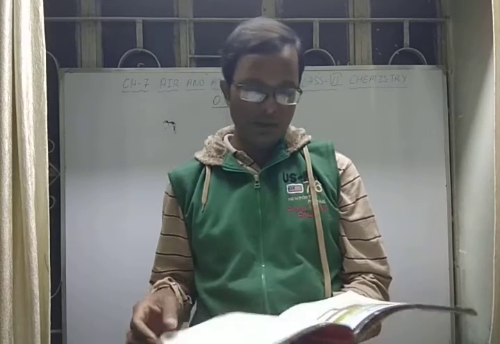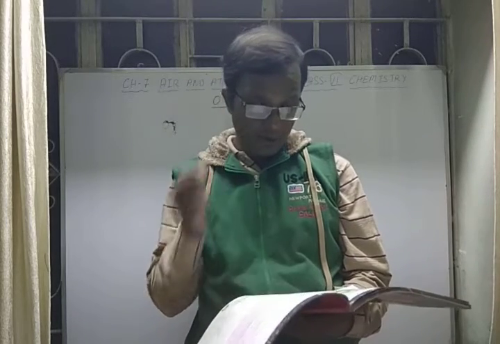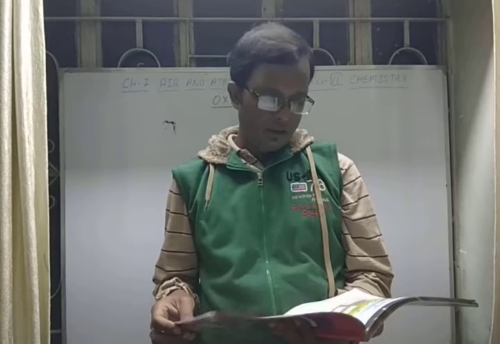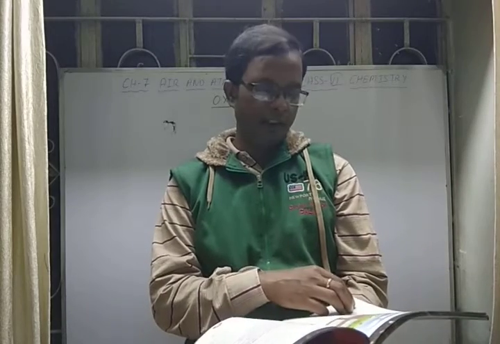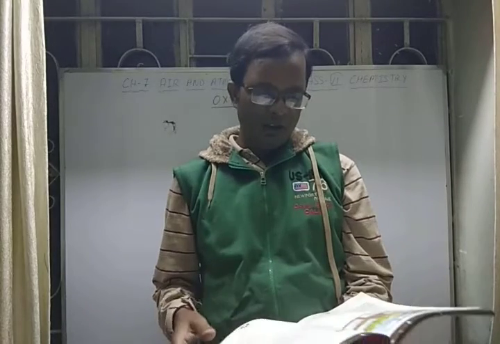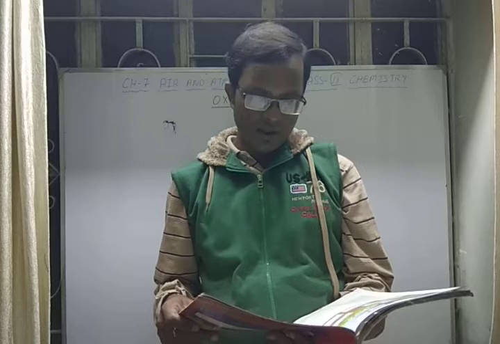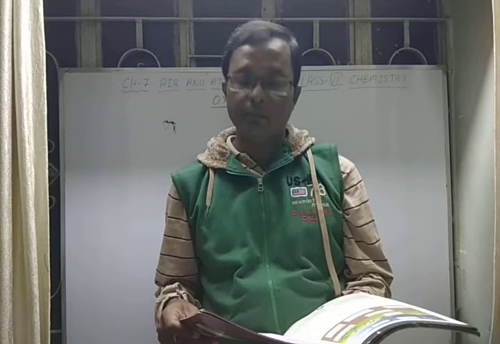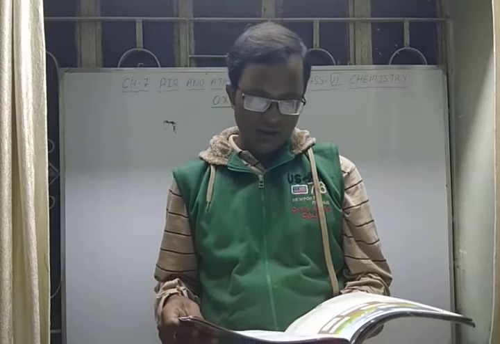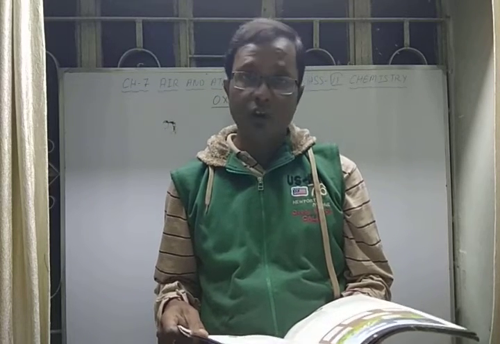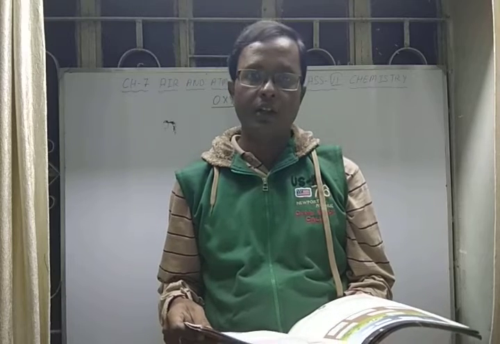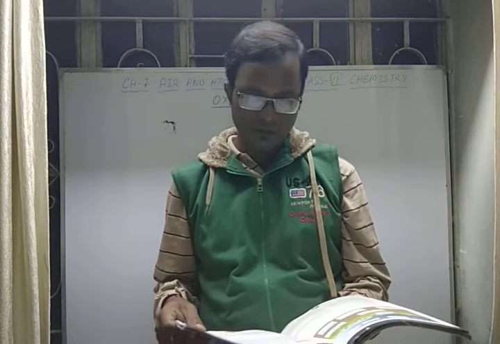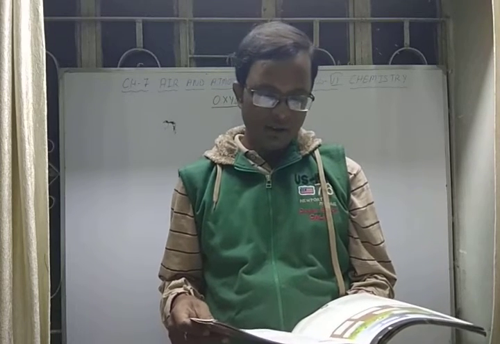So we are doing now chapter number 7. We have done up to page number 104. The nitrogen cycle we have discussed. So today I will start from page number 105, that is from oxygen, very important component of air. We have discussed this in your online class also.